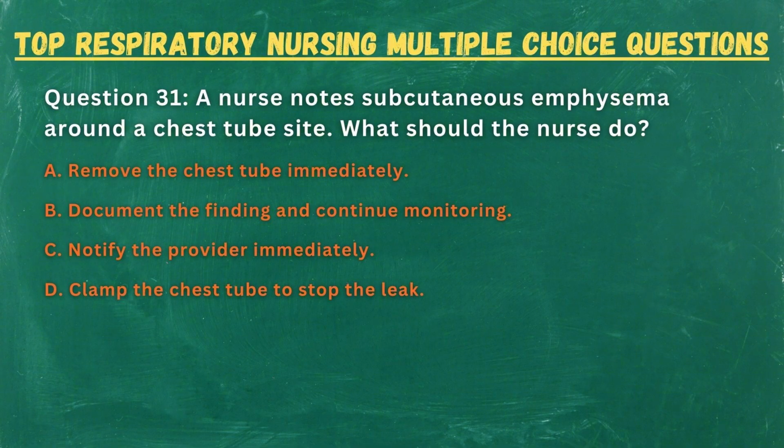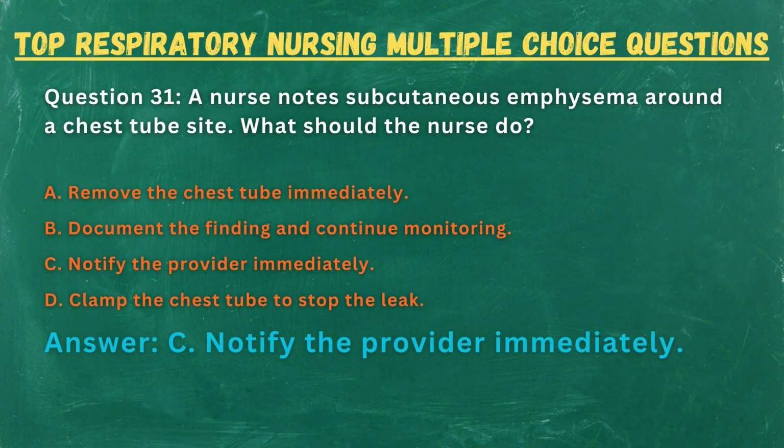Question 31. A nurse notes subcutaneous emphysema around a chest tube site. What should the nurse do? A. Remove the chest tube immediately. B. Document the finding and continue monitoring. C. Notify the provider immediately. D. Clamp the chest tube to stop the leak. Answer: C. Notify the provider immediately.